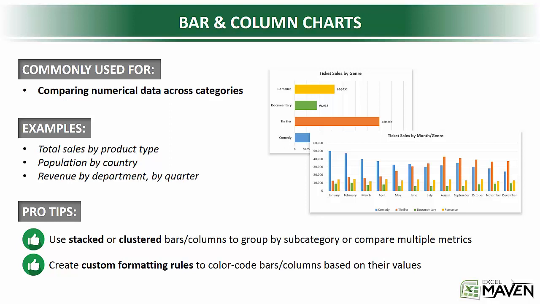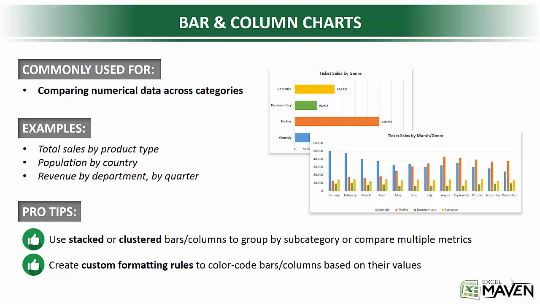So we're going to kick things off with bar and column charts, one of the most common chart options in Excel. And these are commonly used for things like comparing numerical data across categories. And the only real difference between a bar and a column is the orientation. So bar charts tend to do a really good job at categorical comparisons, and column charts can show the same thing or also introduce some element of time series trending. So data by category, by month, by year, by quarter, whatever it might be.